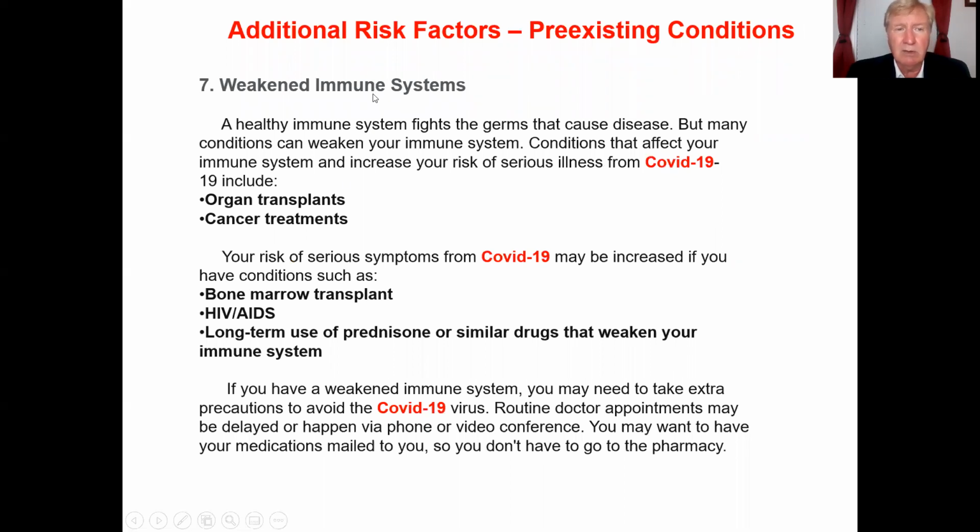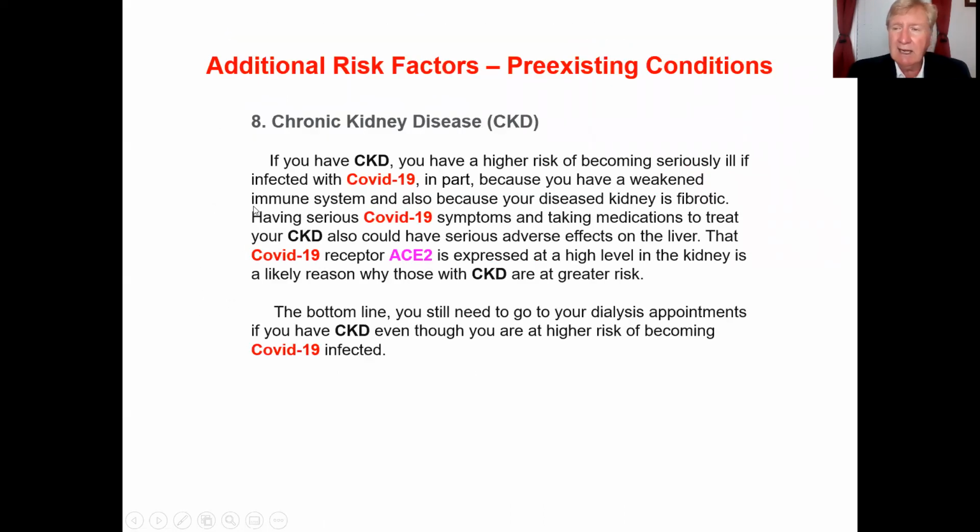The other is the immune system. If you have an organ transplant, if you have HIV, or if you're using a long-term hormone that weakens your system, all these contribute to the disease. And the last is that the risk factor increases dramatically if you have chronic kidney disease. The reason for this, again, will become apparent at the end of my talk.